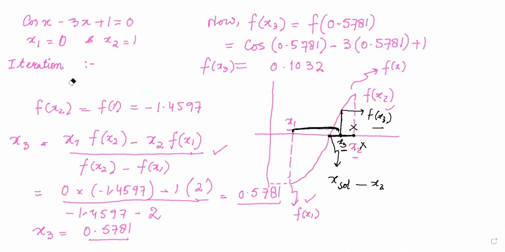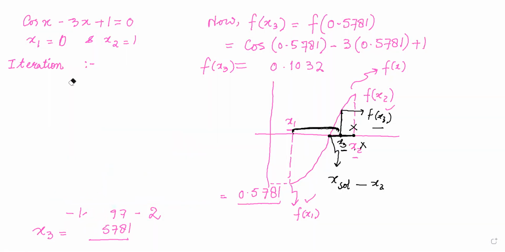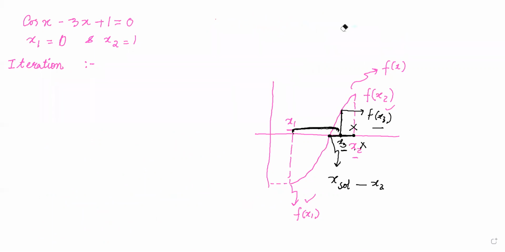Let me first clear it and see. This is quite easy. We will be doing it the same way as we have done the previous methods. We just have to be careful what we are obtaining the value of f of x3 as, and what our new solution domain should be. So it will be now in iteration 2.